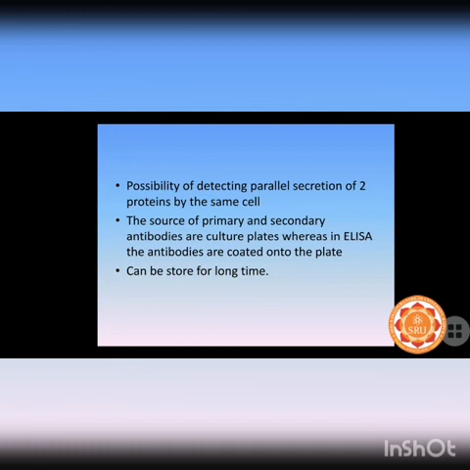And the source of primary and secondary antibodies are the culture plates, whereas in ELISA the antibodies are coated onto plates made of polystyrene. And the ELISpot PVDF membrane or plate can be stored for a longer duration as compared to the ELISA microtiter plate. So these are the advantages of ELISpot over ELISA.